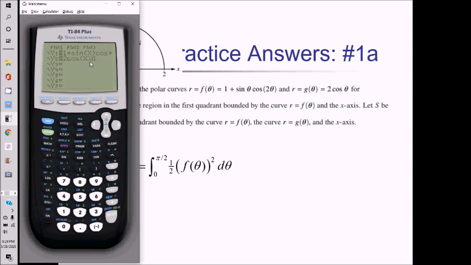So let me quit out of there now, and I'm going to do math 9 for integral. I've got 0 to pi over 2. And I'm doing 1/2. So let me do alpha y equals, get my fancy fraction, 1/2, great. And now I'm going to do f of theta squared. Well, I stored f of theta as y1. So let me do alpha trace, pull up y1 from that menu, and don't forget to actually square it. And then let me just put an x next to the d, press enter, and that is 0.648.